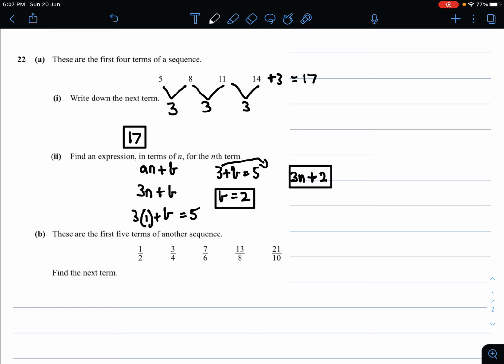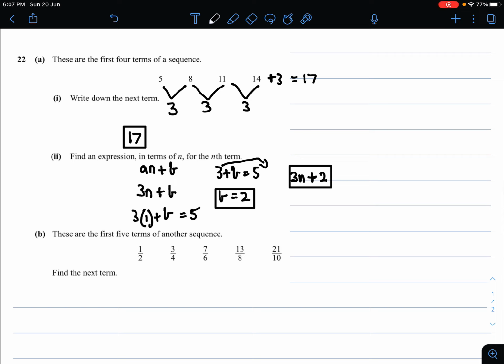Now let's move on to part b. These are the first 5 terms of another sequence. Find the next term. In sums like these, which are only 1 mark, it can be slightly confusing because you would first go to find either the common difference to see if it's a linear, cubic or quadratic sequence, or you would go to find the common ratio to see if it's a geometric sequence.